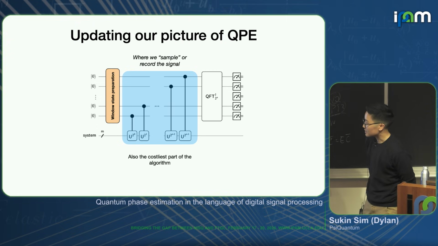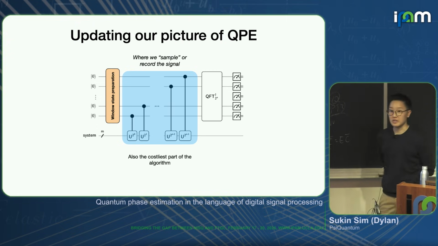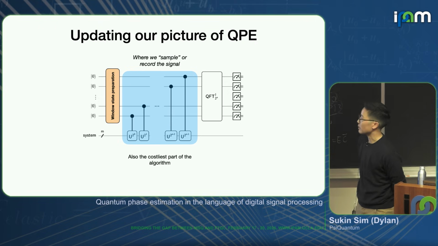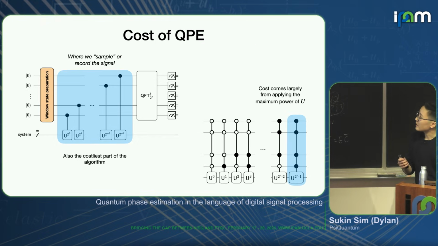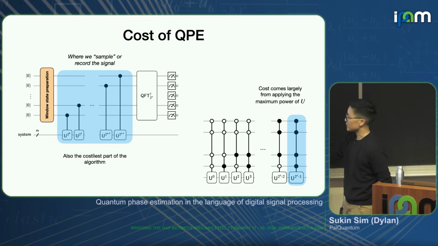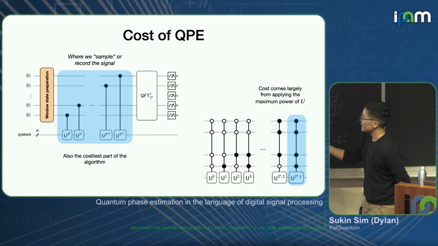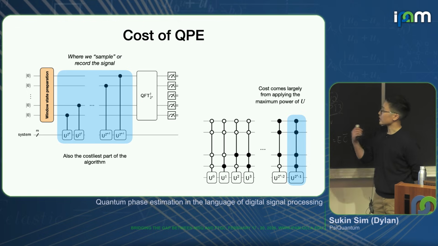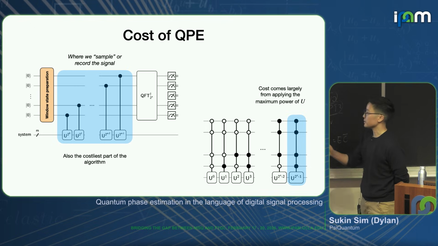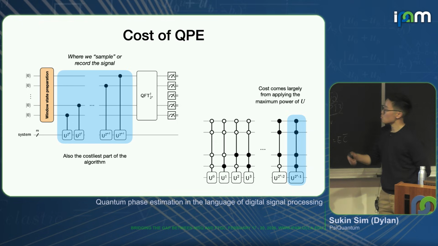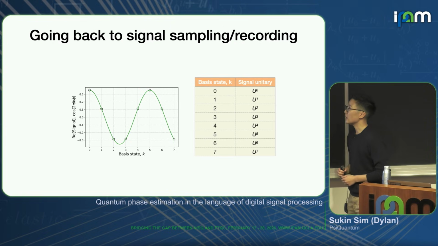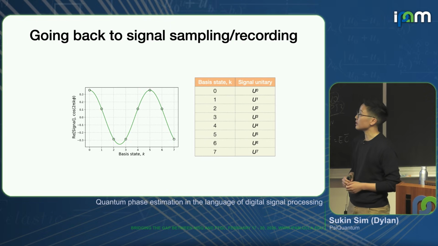The last remaining piece is the middle portion where we're recording the signal. As a quantum algorithms engineer, one thing I have to worry about is reducing the cost of this, often the most expensive piece of the algorithm. So I'm going to focus on this part. I'm going to replace this construction with the naive construction for a moment to see that in this picture, a lot of the cost comes largely from applying the maximum power of U, which becomes a lot clearer here.